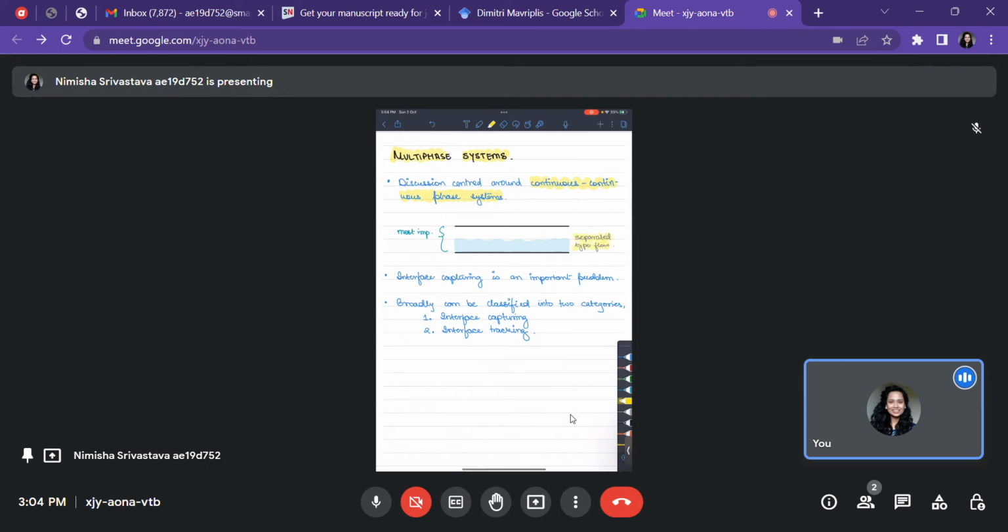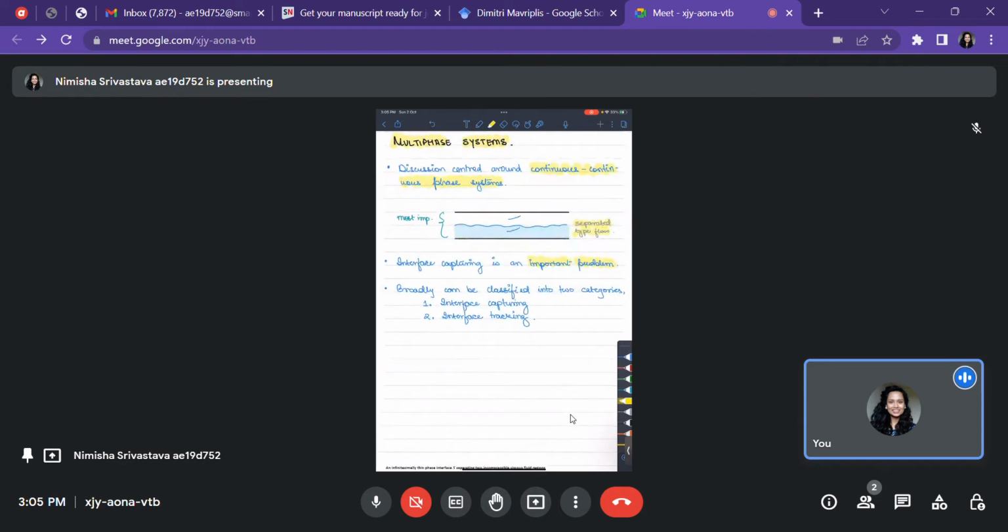That is, there are two continuous media, medium 1 and medium 2, and they're separated by a continuous interface, which is like this. Tracking or capturing this interface, basically locating this interface, is an important problem in CFD for multi-phase systems, and there are various methods by which this is done, which can broadly be classified into two categories, that is interface capturing and interface tracking.